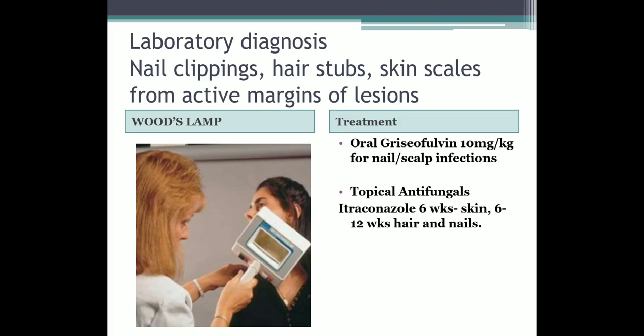So, how do we treat this infection? We generally give oral terbinafine or itraconazole, but because of the increased development of resistance to terbinafine, we can also opt for oral griseofulvin, and we can give topical Whitfield ointment or tolnaftate in addition to all this. Itraconazole can be given for 6 weeks for skin, and 6 to 12 weeks for hair and nails.